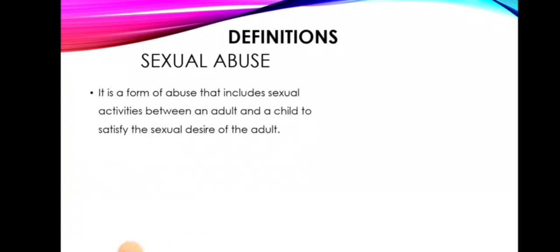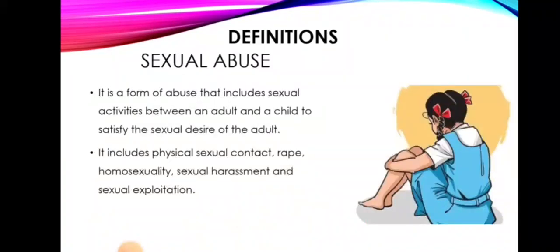Next we will see sexual abuse. It is a form of abuse that includes sexual activities between an adult and a child to satisfy the sexual desire of the adult, and it includes physical sexual contact, rape, homosexuality, sexual harassment and sexual exploitation.